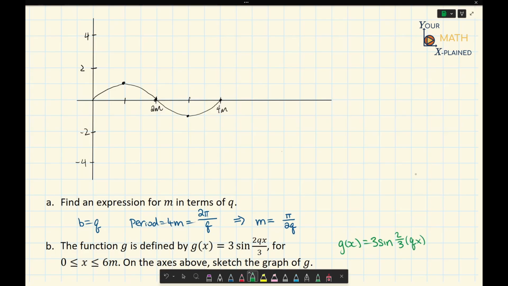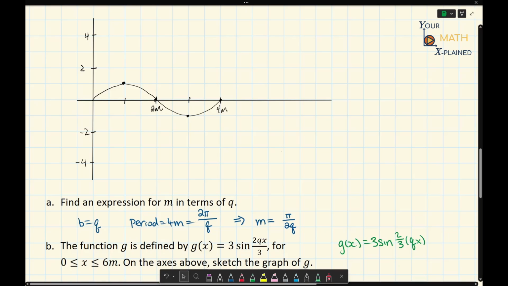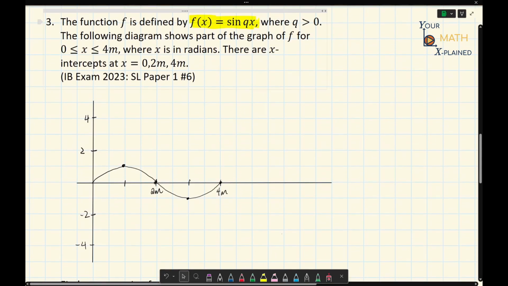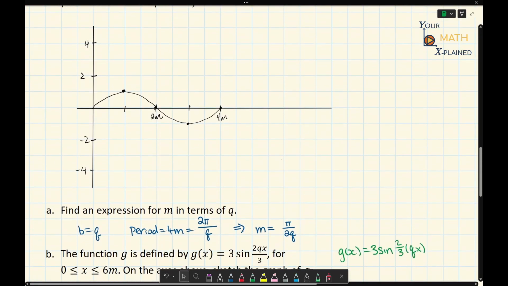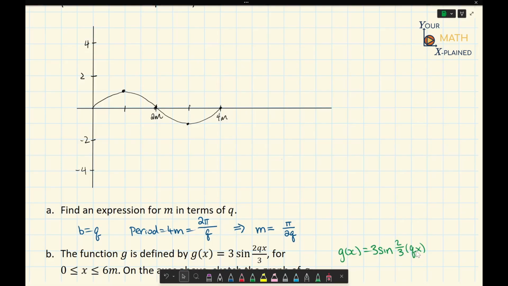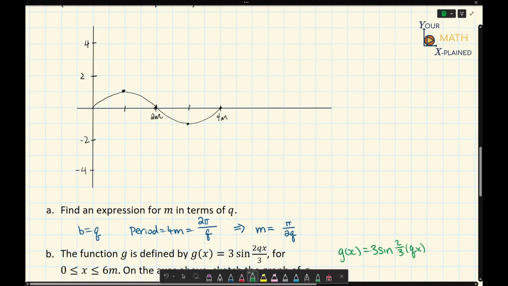So why am I doing this? Well, if you look at our original function f of x, our f of x was sine of qx. So all I'm doing here is I have this new factor of 2 over 3 in front of qx. So using our knowledge of transformation, we know that this 2 over 3 in front is going to be a horizontal stretch of 3 over 2 from our function f of x.